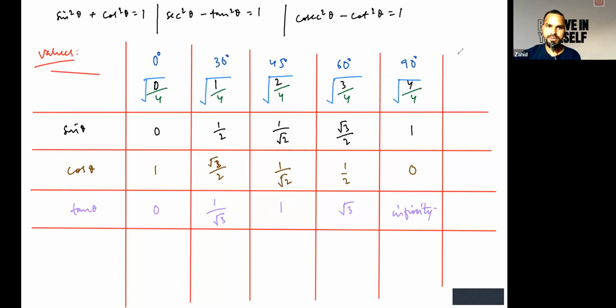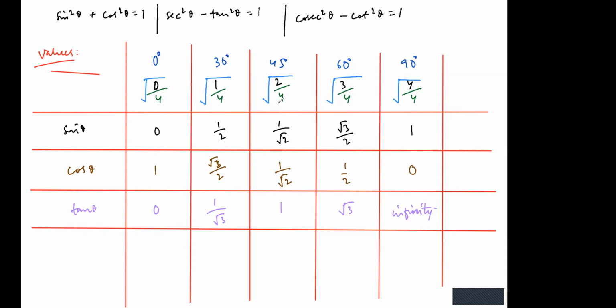I think you all have learned up to this part in class 10. On the basis of this table, I'm defining how to calculate some more angles beyond it, like sine of 120 degree, cos of 135 degree, 210 degree, 360 degree, and so on. Is it clear to you all till this part? Yes, sir. Okay, just write it down.